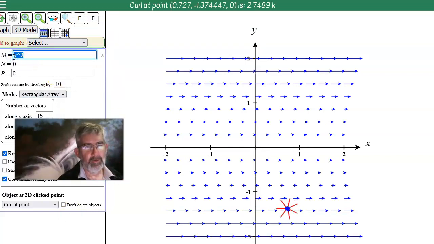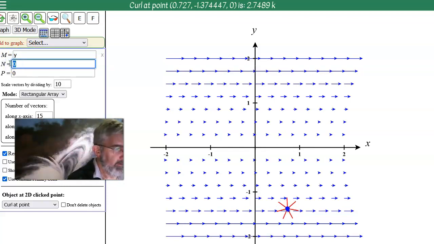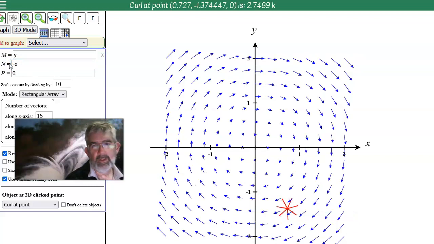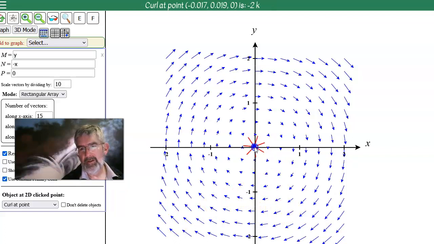If I just do this, y comma negative x, which we've seen many times, right? This certainly is spinning. If I put my point right at the origin, that's clearly spinning around. Out here, it seems to not change at all.